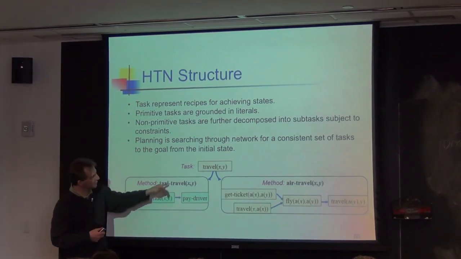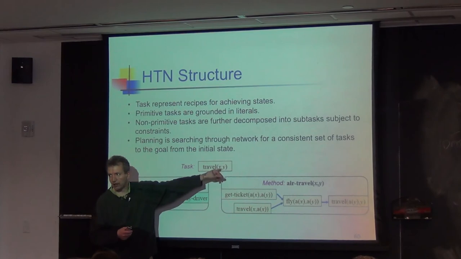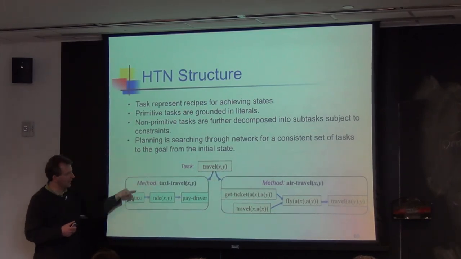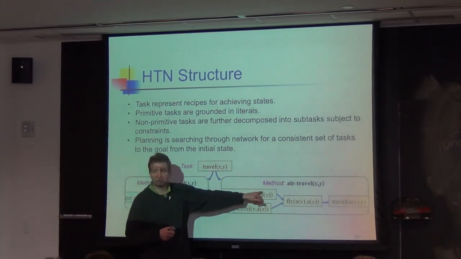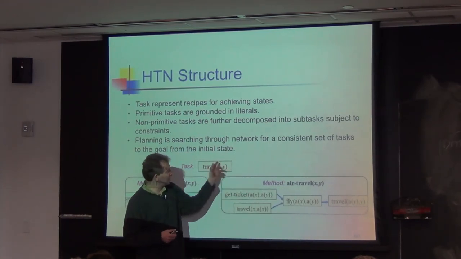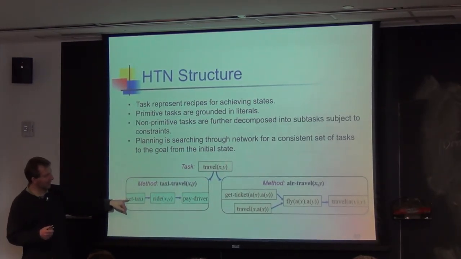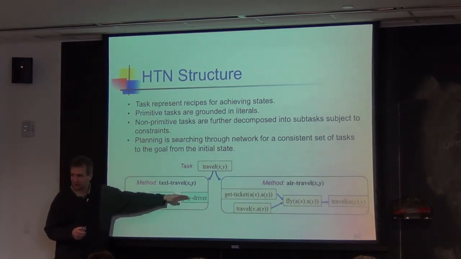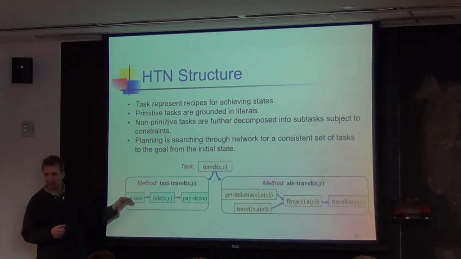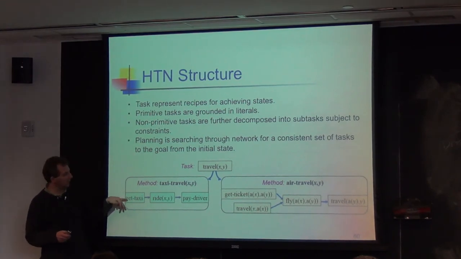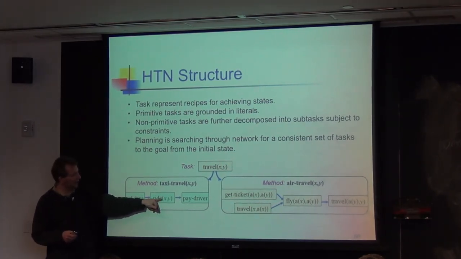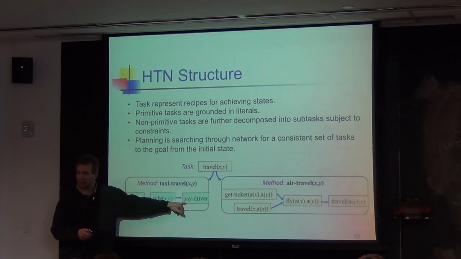Planning is searching through the network for a consistent set of tasks from the initial state to the goal. Suppose I have a task to travel from X to Y. I have a method taxi travel and a method air travel, and I have the X or Y that comes here, and I have a get taxi. These are subtasks in here. These particular ones in this ontology are primitive, non-decomposable. These are the ones that you can actually execute and apply the operators to. You have get taxi, ride X Y, and then pay the driver.